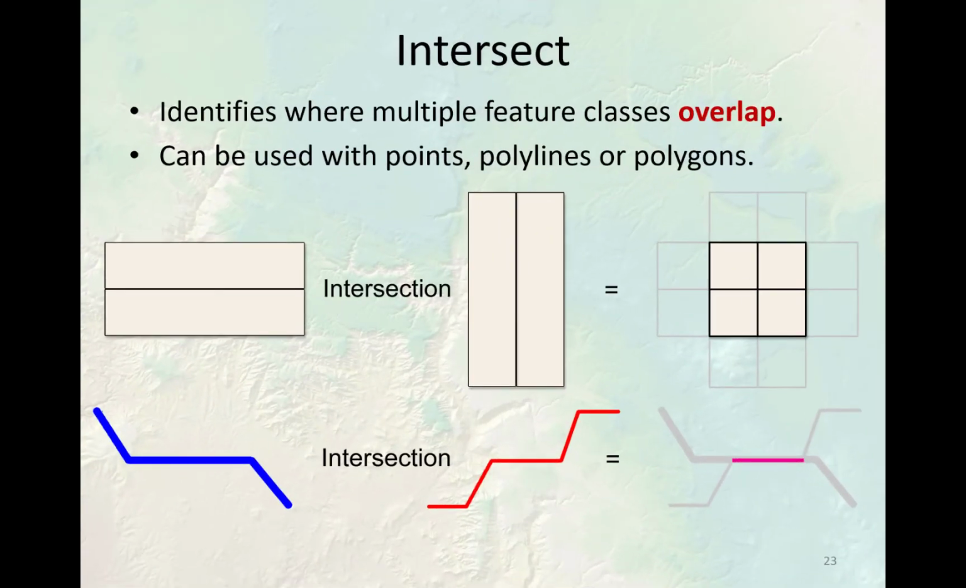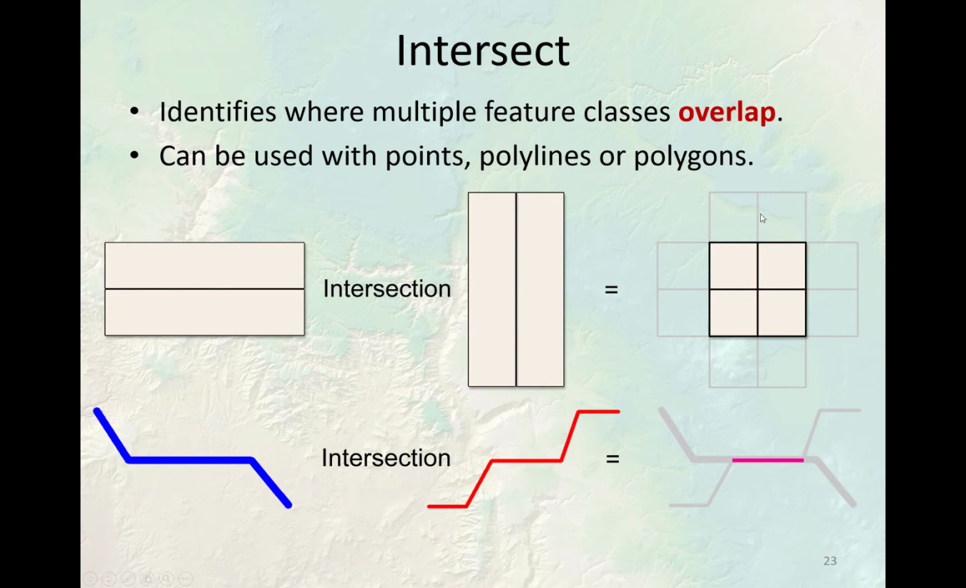The intersect tool is another useful tool. It's useful for taking two feature classes and finding those areas that are common to both feature classes. So in this example right here, we're looking at one feature class here. It has 2 polygons. We have another feature class here with 2 more polygons. When we intersect them, we get a new feature class that has the common areas that existed in both polygons.